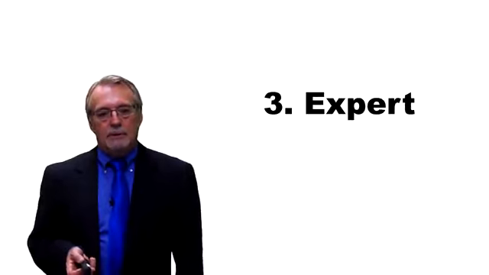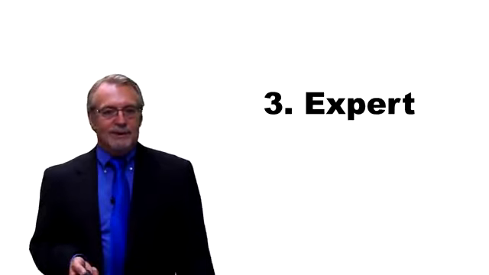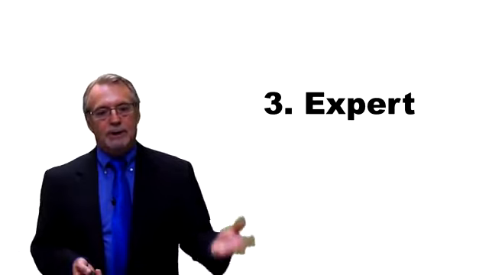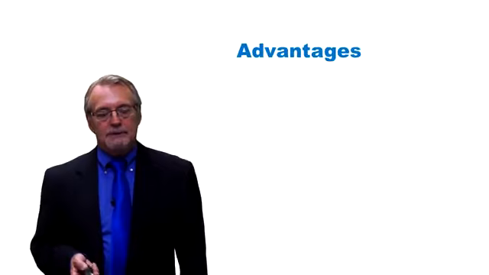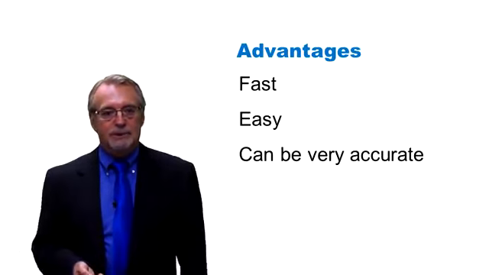We also have another way to make decisions, an expert. Sometimes we don't really know what to do to make a decision. We don't have the information. An expert does. We bring an expert in from the outside to make the decision for us. Some advantages to this: it's fast, it's easy, and a lot of times we get a much more accurate decision, a much better decision than we could make on our own, simply because we don't have the information to make the decision.